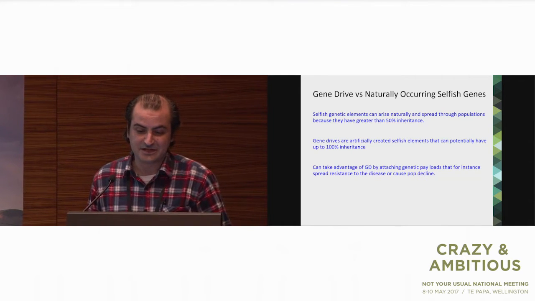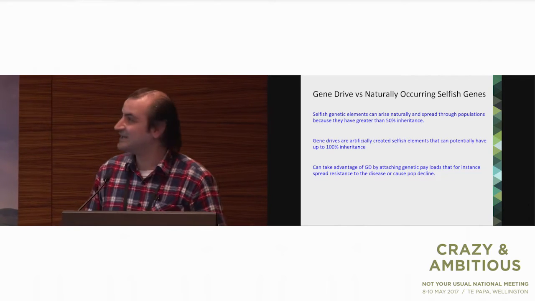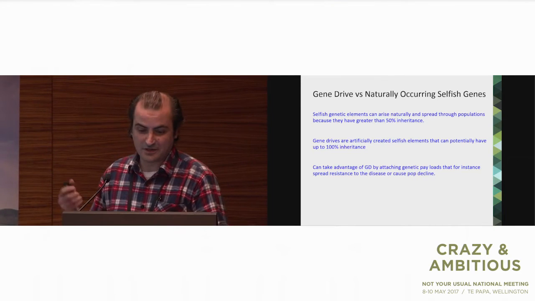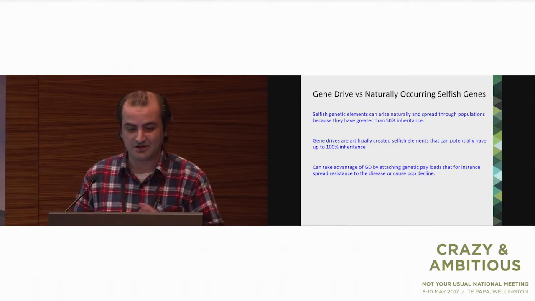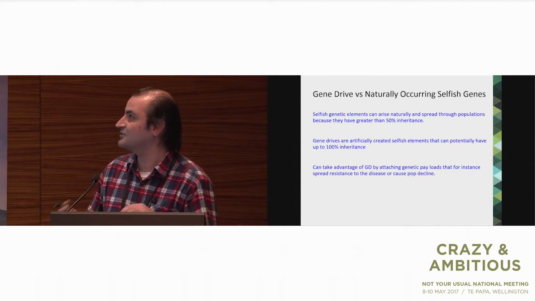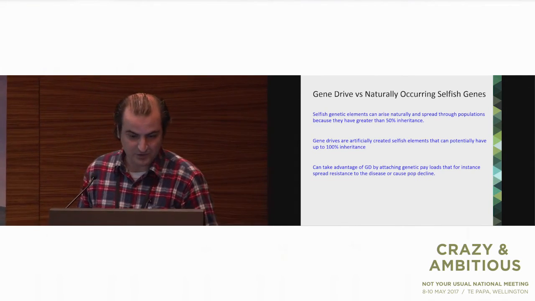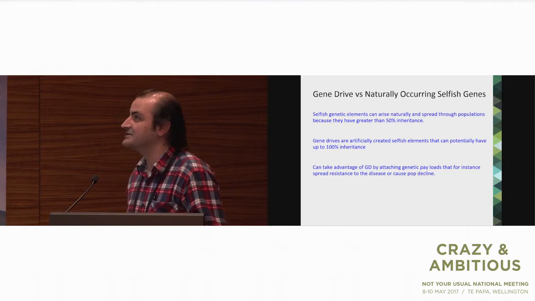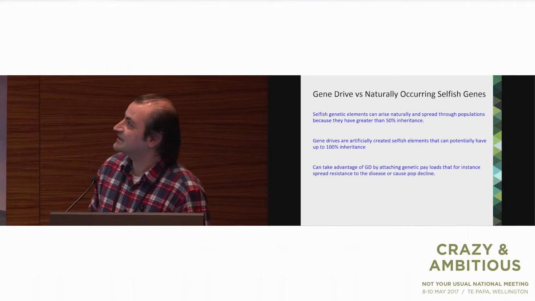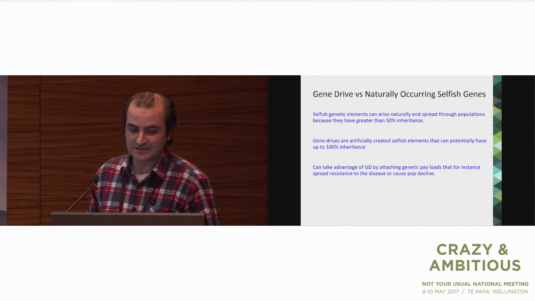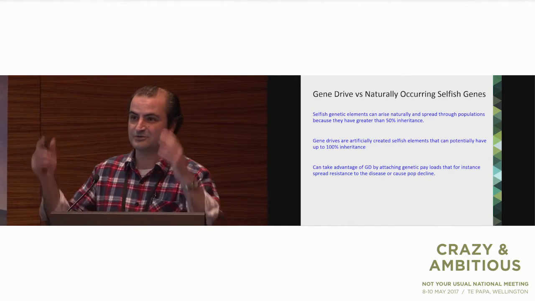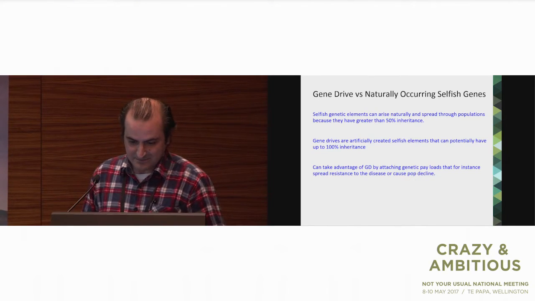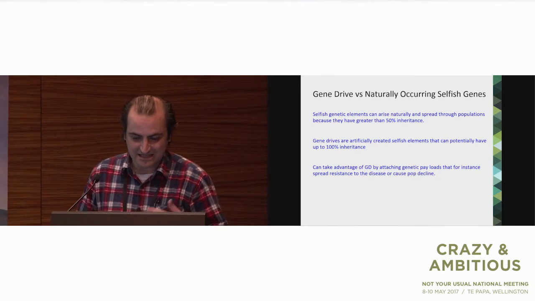One thing I want to point out is this phenomenon or concept of selfish genes. These are genes that occasionally occur, where under Mendelian genetic probability there is a 50% chance of inheritance, so they dilute through the population. But the purpose of gene drive is to artificially create these selfish gene elements that can potentially go through the whole population and basically stay there forever. This is the concept of gene drive, to take advantage of this.